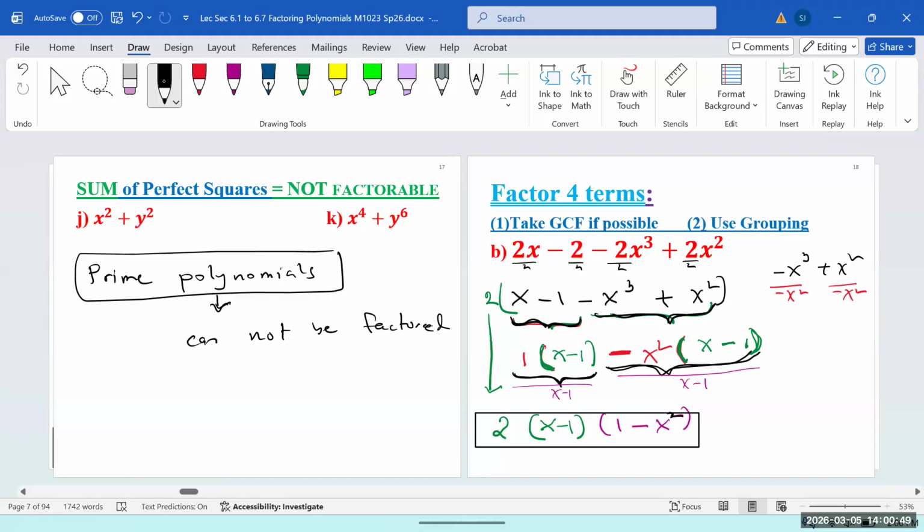Now in this group, you have negative x squared times x minus 1, but you factored the x minus 1 out. So you're left with negative x squared. Okay. Wait, so how did the green x minus 1 get there? That's what you factor out.